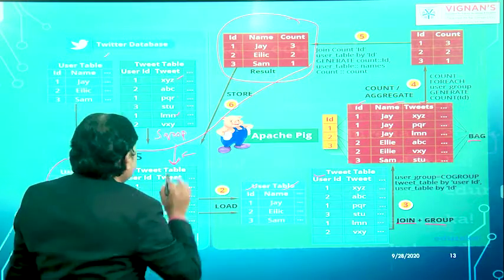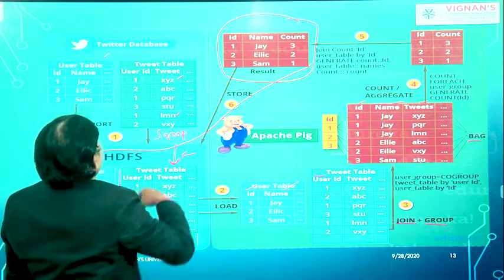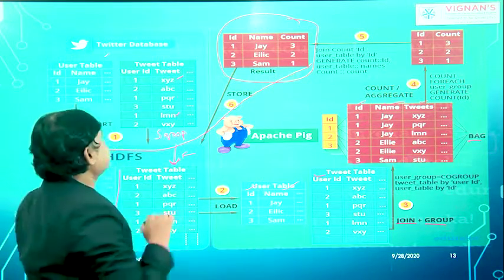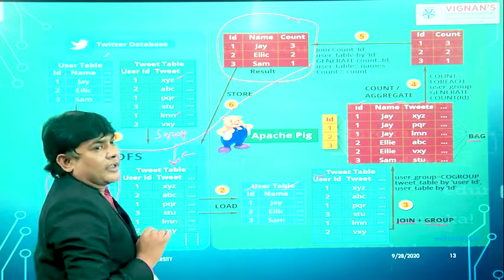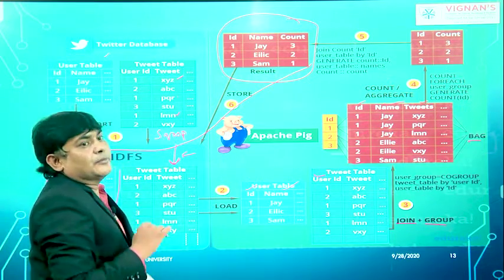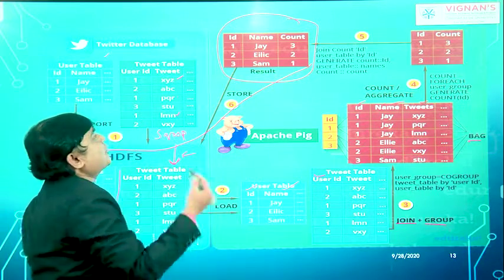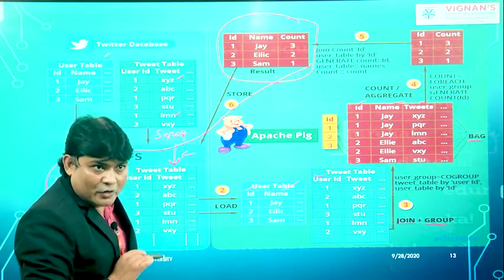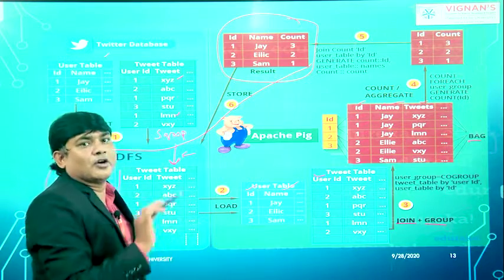So once the result is stored into HDFS, what happens? These results can be exported to the tutors. They can see the results. They can understand how many users there are and how many tweets they make per day. They can generate some kind of report from that. Okay, so in this way the tutors are working on the Pig.